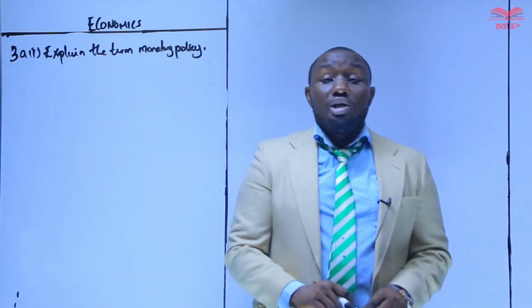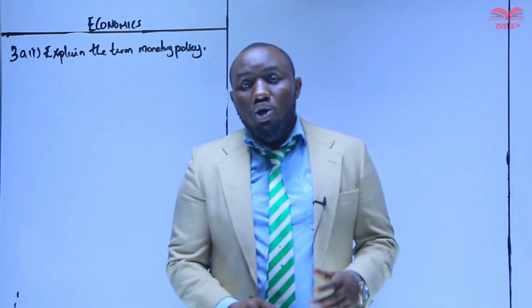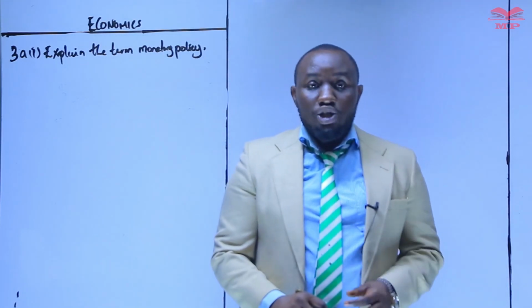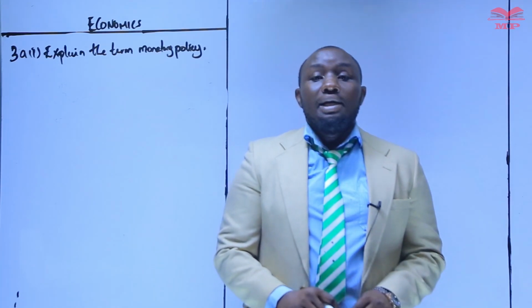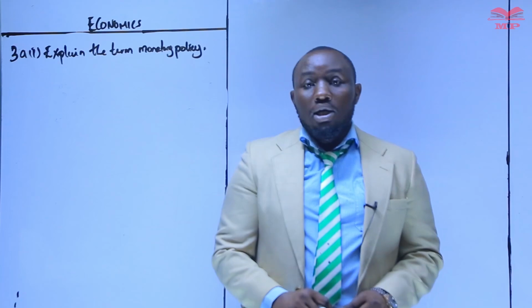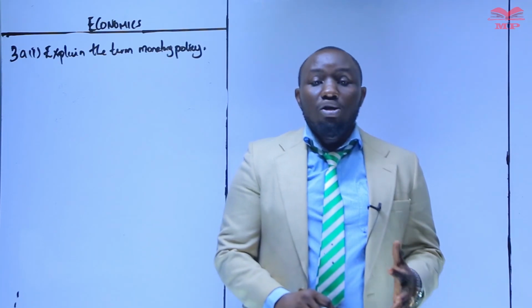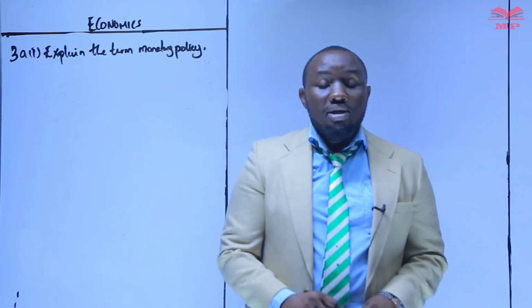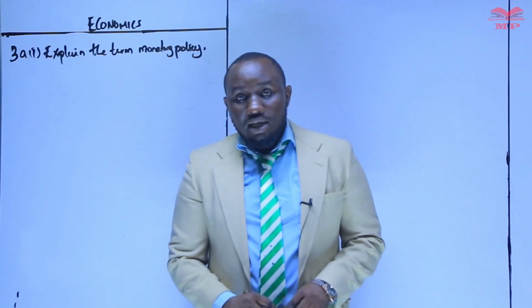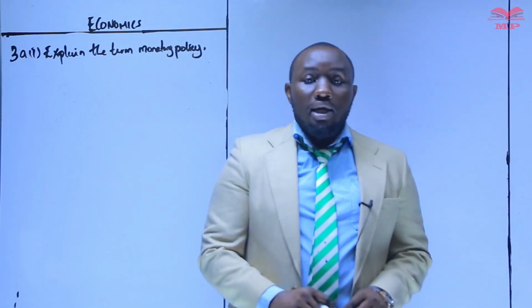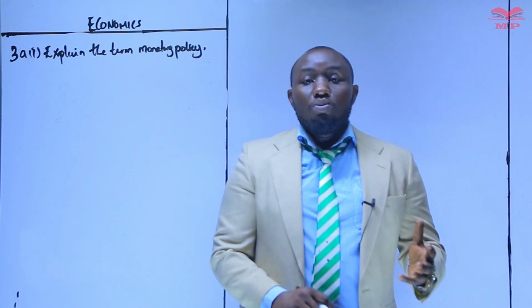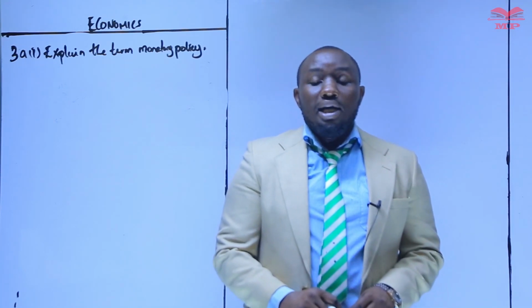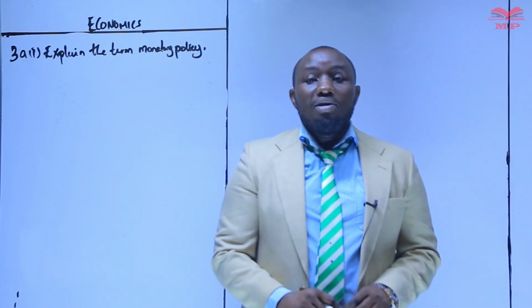instrument, monetary policy instrument, we call open market operation. This is buying and selling of securities by the government through the central bank. For example, when there's a lot of money in circulation, the government will be selling securities to the public. By so doing, more money goes to the central bank, and in so doing, they reduce the level of inflation.